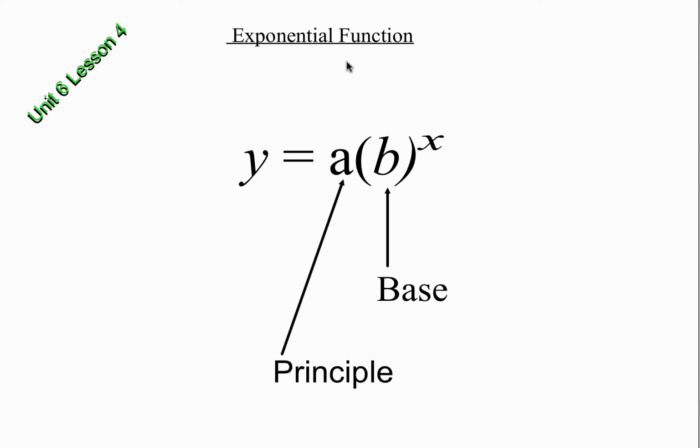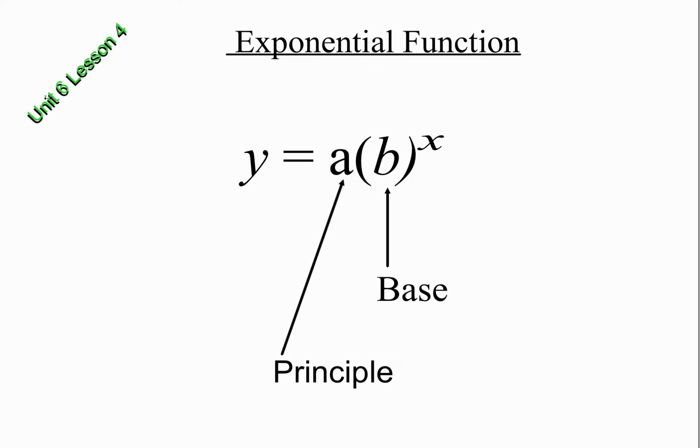All right, in Unit 6, Lesson 4, we're going to look at exponents now, of course, as a graph, as a function, because once again, that's what Common Core is all about. What do these math things look like when we graph them? So the exponential function is written right here. We have the obvious exponent part, but then we have two other things.